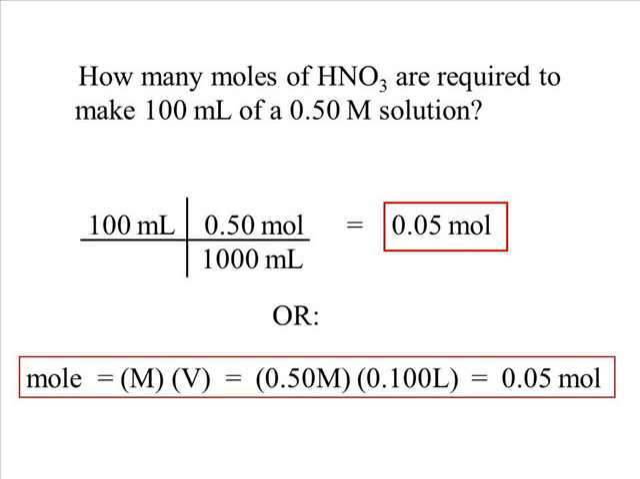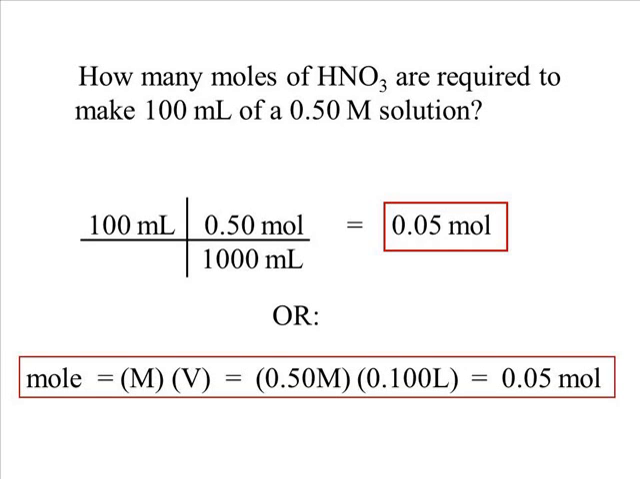Another problem that can be used with molarity: we want to know how many moles of nitric acid are required to make 100 milliliters of a 0.5 molar solution. This is a very common question that you'll have to answer when you make solutions in the lab. So first, I'm going to take the 100 milliliters of solution that I need to prepare, and using the conversion factor of the molarity, 0.5 molar, which means 0.5 moles in 1,000 milliliters, I convert the amount that I need to 0.05 moles. That's one method.